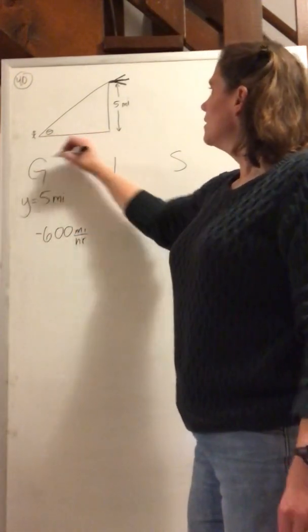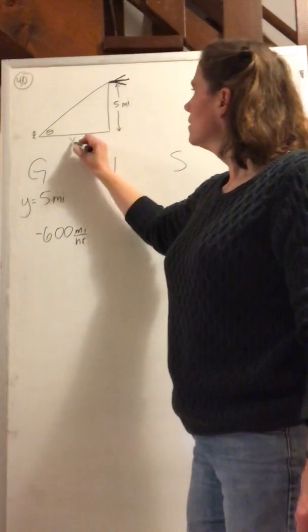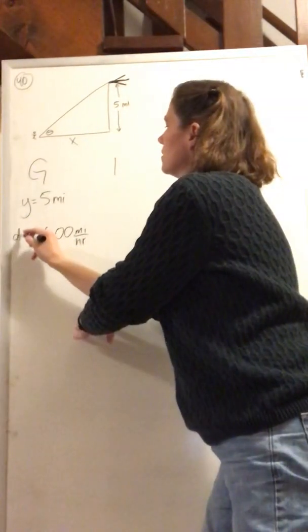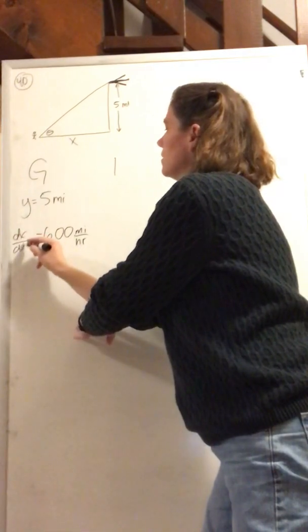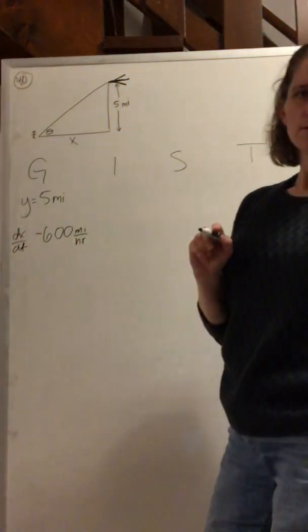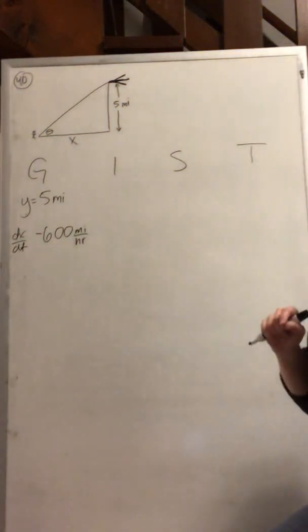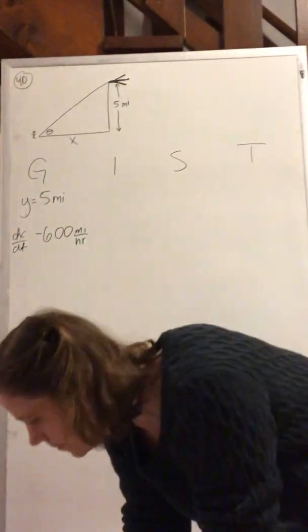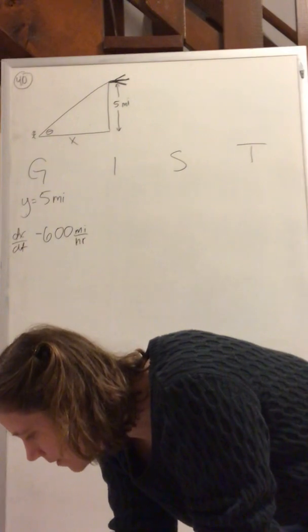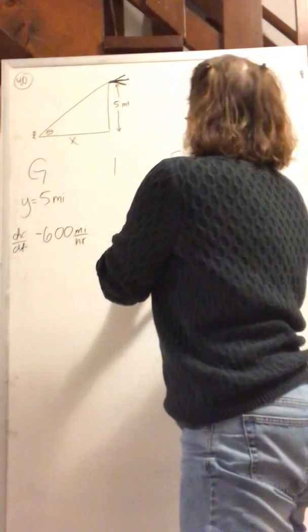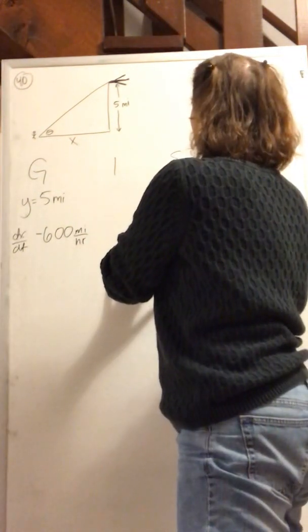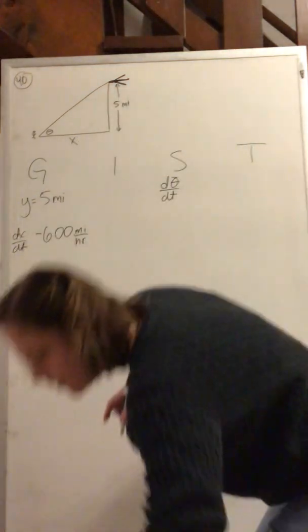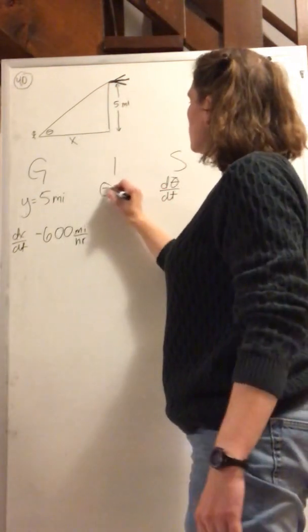Since I said we're going to call this x and this y, this rate is dx over dt. That is the hardest part of this problem. So if you can understand that, the rest of it's going to be simple. All right, we are looking for d theta dt at the instant when theta is 30 degrees.